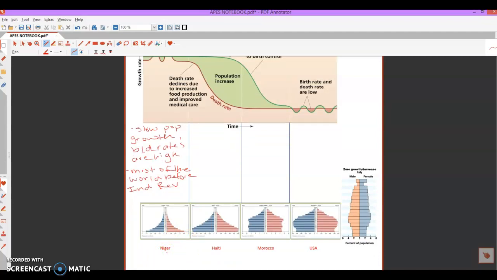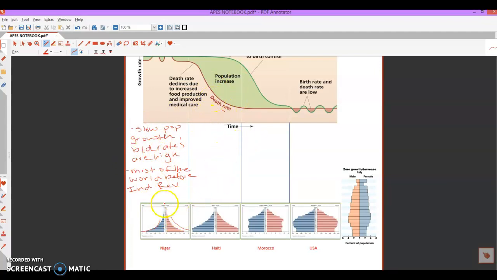So Niger is going to be a country in Africa. And if you look at the population pyramid, and we just went over this in our last set of notes, you can see that it has a very broad base. Okay? Now, if you reference what we just learned about, what kind of population growth is Niger experiencing? The key is look at the base. Is it broad? Is it small? This is obviously broad, so Niger is going to be experiencing rapid or exponential growth.